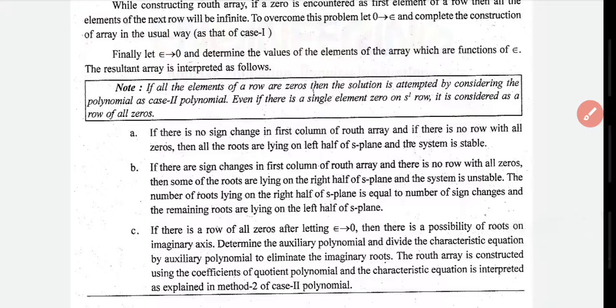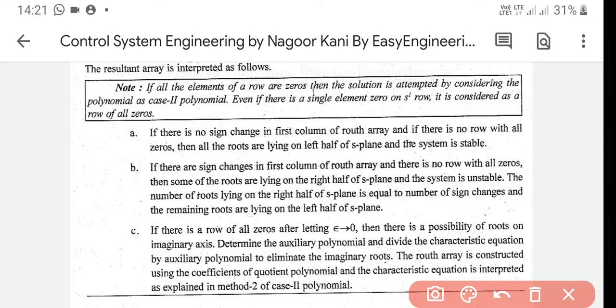If there are any sign changes in the first column of the Routh array, and there is no 0 and no row of all zeros, then based upon the number of sign changes, some roots lie on the right-hand side of the S plane and some on the left-hand side. If some roots lie on the right-hand side of the S plane, the system is an unstable system. Depending upon the number of sign changes, you determine the number of roots lying on the right half and the left half of the S plane.